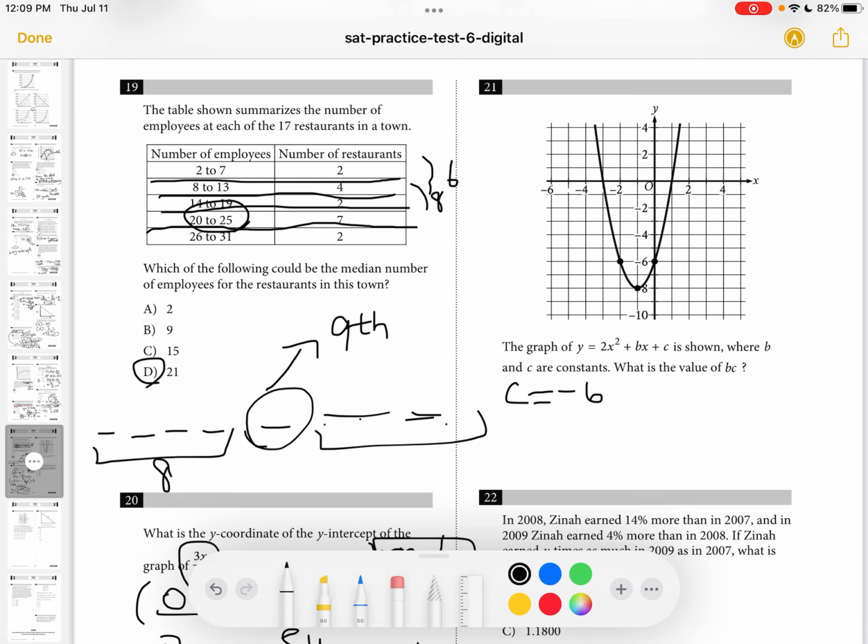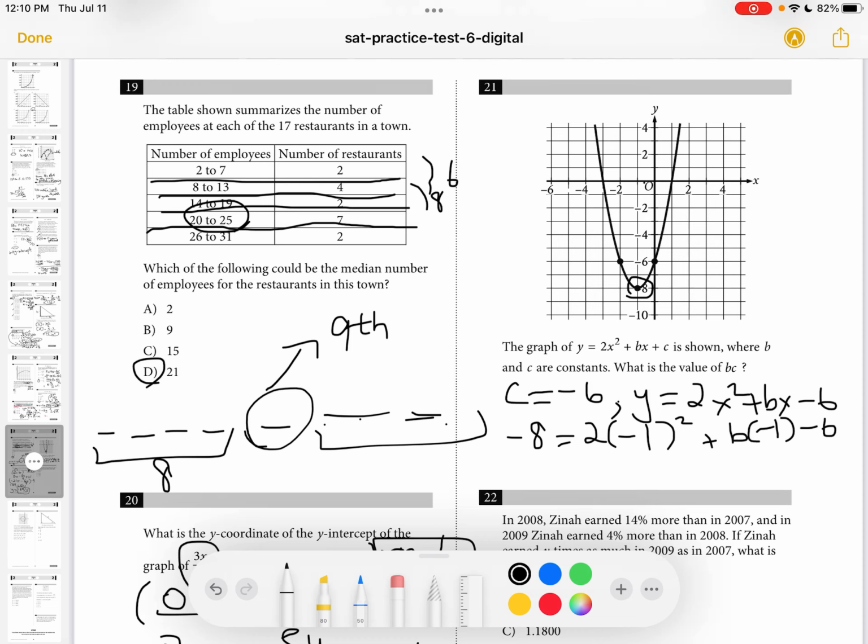So our equation looks like y equals 2x squared plus bx minus 6. That's what it looks like. And then we're given the vertex. Let's use that. The x-coordinate of our vertex is negative 1, and the y-coordinate is negative 8. So let's set up an equation. Negative 8 should equal 2 times negative 1 squared plus b times negative 1 minus 6, right?